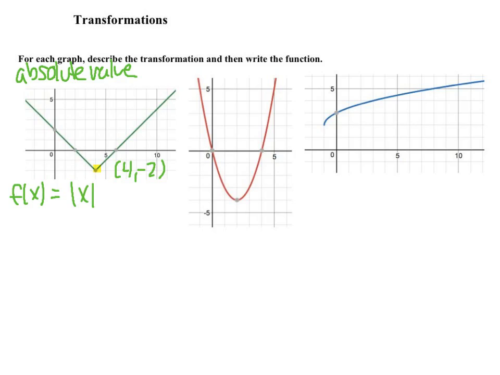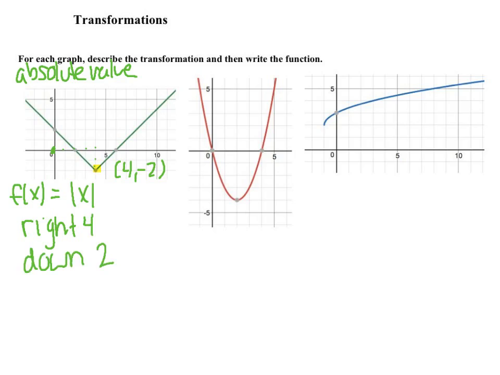So now you need to ask yourself, how does that vertex change from the parent graph? Well, the parent graph always starts at 0, 0. So now figure out how it moved. Well, it went 1, 2, 3, 4 to the right. So I'm just going to put right 4. And then it went down 2.